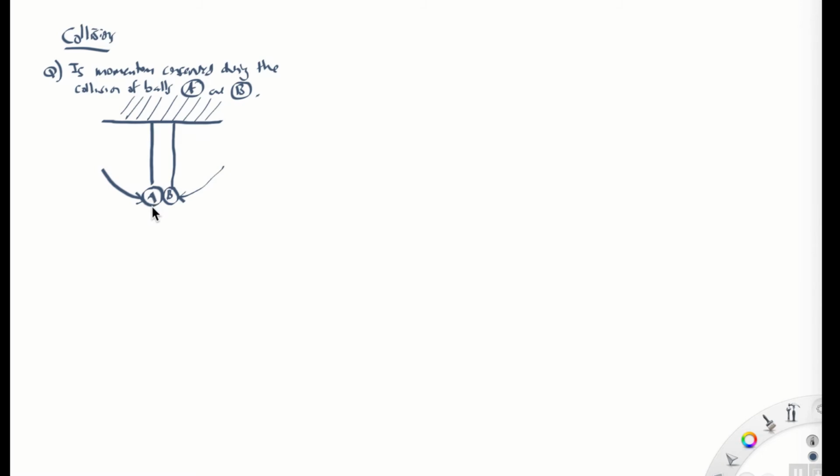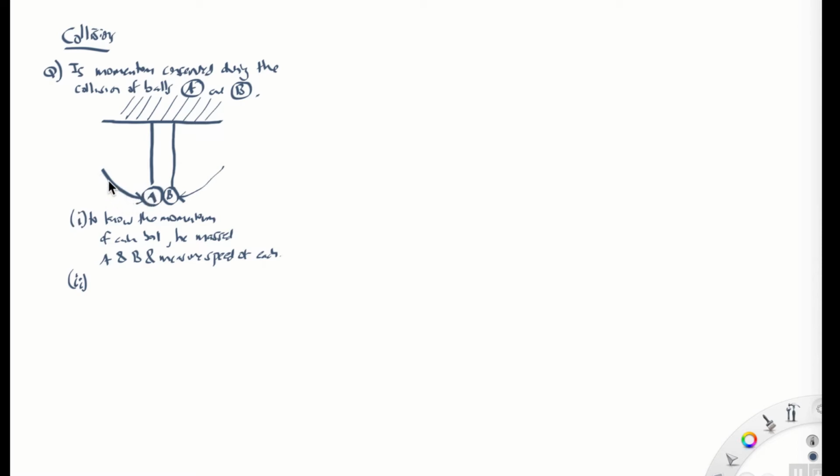So first of all, to know the momentum of each ball, you have to know both its mass and its velocity. So you might imagine he measured the mass of A and B, and he had to measure the speed of each ball. And he had to measure the speed just before the collision and just after the collision. How did he measure the speed of each ball before the collision and the speed after the collision? Well, he deduced it from the height.